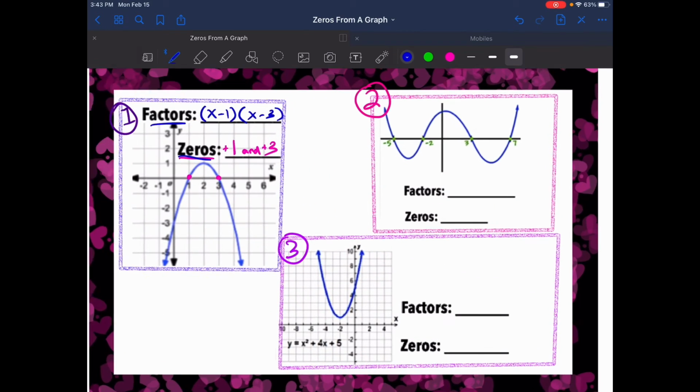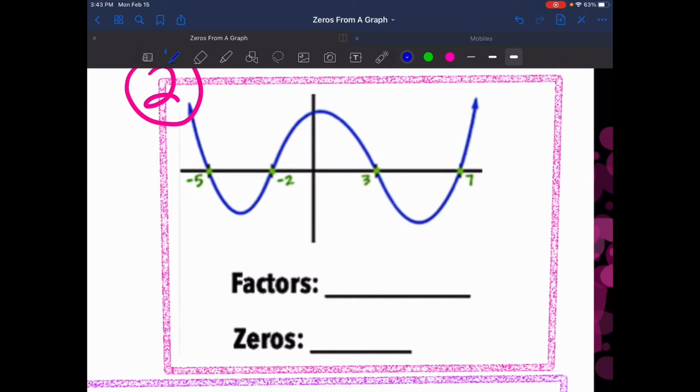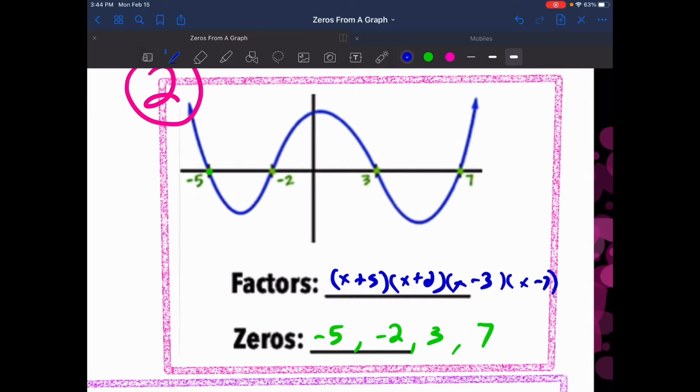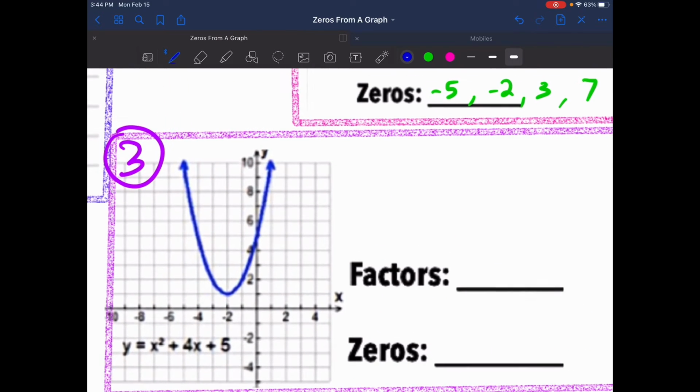Let's try this again. What are my solutions? In this case, there's 4 of them. They just give you the numbers there. -5, -2, 3, and 7. And my factors would just be the opposite of those. I can have 4 factors because I have 4 zeros, and I'm just switching the signs. So what would those 4 factors be? That would be the opposite of -5, which is +5, opposite of -2, which is +2, opposite of +3, -3, opposite of +7, -7.